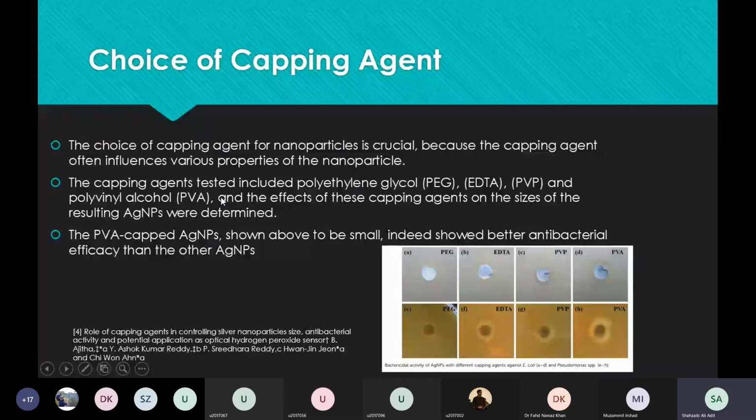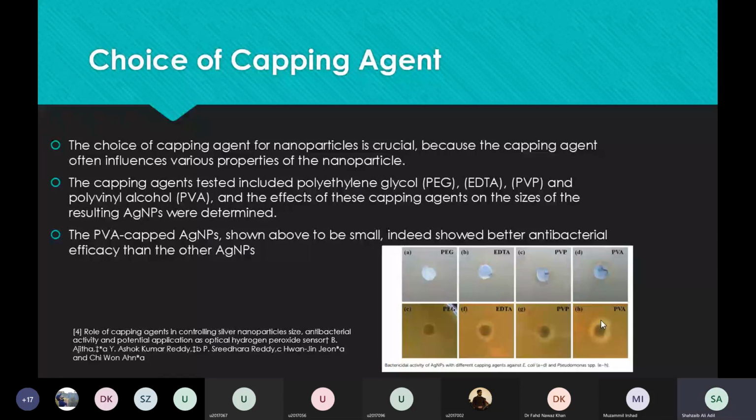And the effects of these capping agents are shown here in the diagram, the antibacterial effects. And as you can see from this diagram, PVA or polyvinyl alcohol shows the best results. And fortunately for us, it was available in our lab, so we used it.